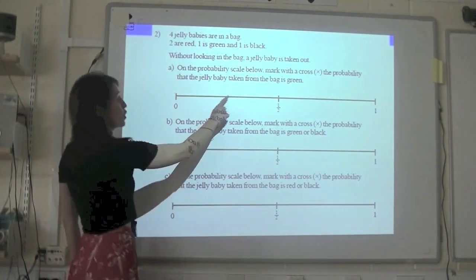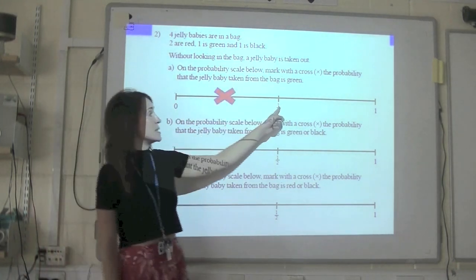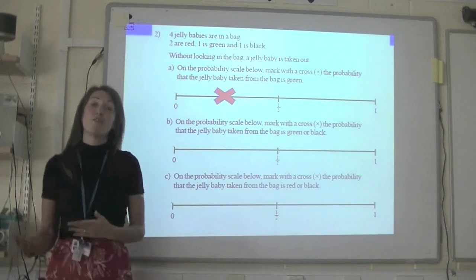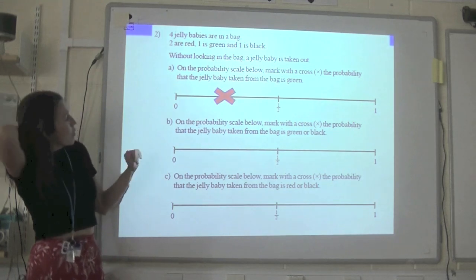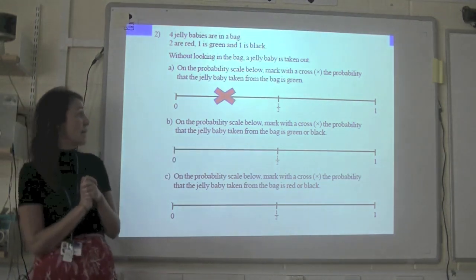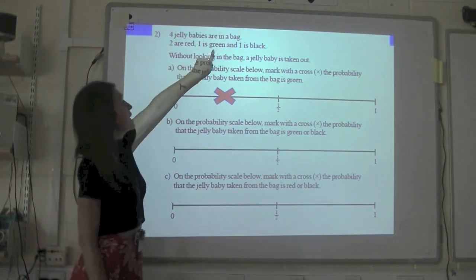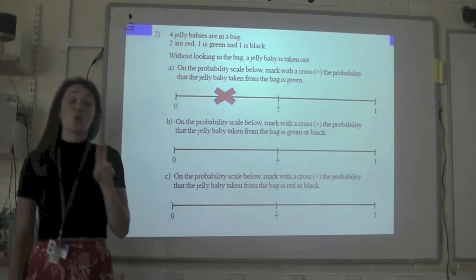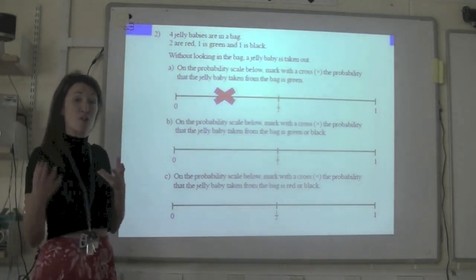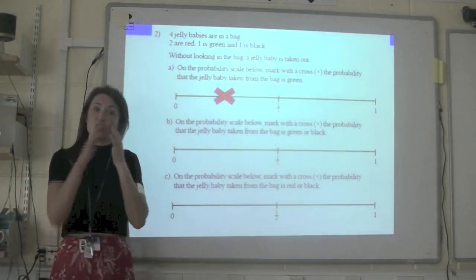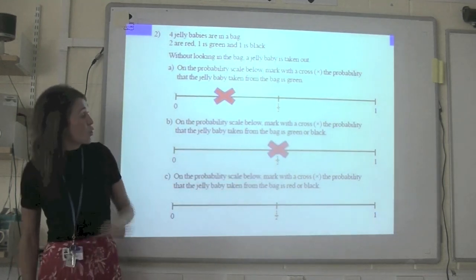So I'm hoping that some of you would have put your cross here, halfway between 0 and a half, because there's a 1 in 4 chance of you getting the green jelly baby. The next one on a probability scale, mark with a cross the probability that the jelly baby taken from the bag is green or black. Well, there's 1 green and there's 1 black. That means there's 2 options in that bag out of the 4 in total. So 2 over 4 is half. It's the same, right? 2 quarters can simplify to a half, which means that you should have your second cross right in the middle there.